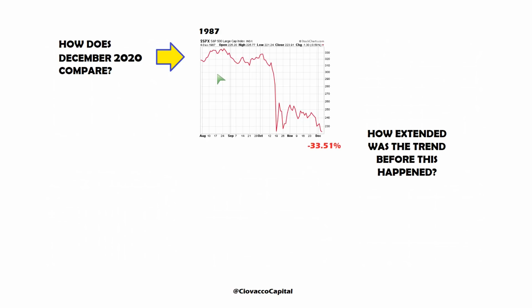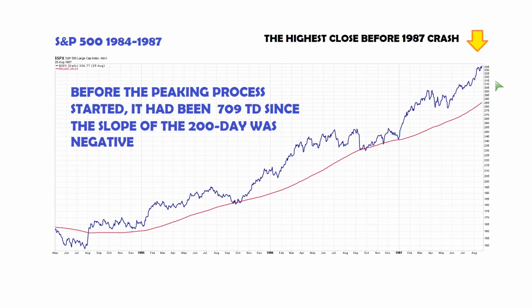Let's compare the market's profile here to the market in the present day. And we'll do that by looking at the stock market before the peak in August of 1987. The highest closing high before Black Monday was made on August 25th, 1987 in the upper right-hand corner of your screen. This is the S&P 500 in blue here, and this is the 200-day moving average in red. This is the last day where things really look good. After this, the next trading day, the peaking process begins into Black Monday.